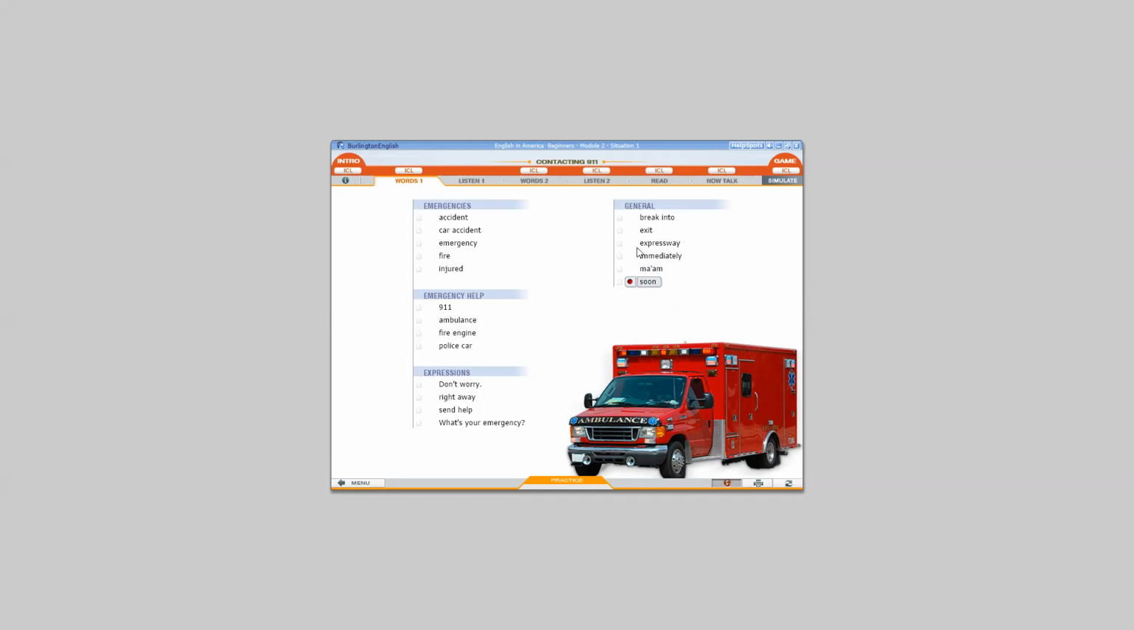All right, so let's look at the practice. Police car. Okay, police car. What is police car in Spanish? ¿Qué es police car en español? Coche o patrulla de policía.